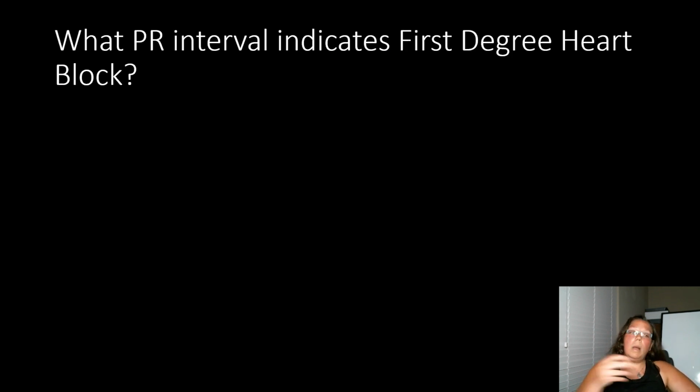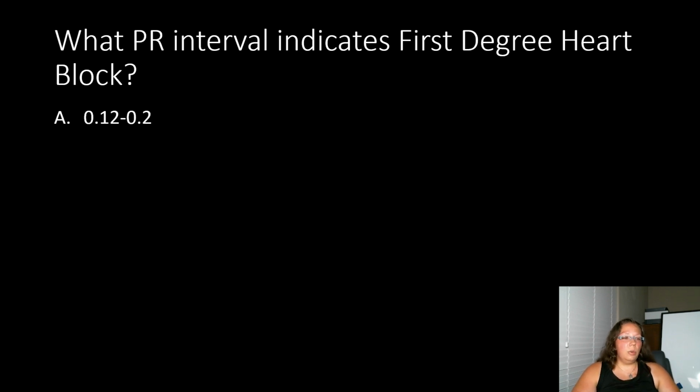Okay. What PR interval indicates first degree heart block? Do you remember the PR interval? You really only had to memorize one number. Anything less than 0.2 is a normal PR interval. So we need to remember that. Let's look at our answers.